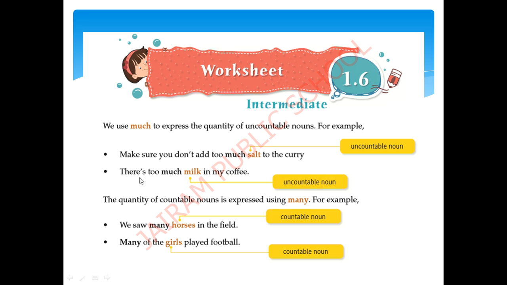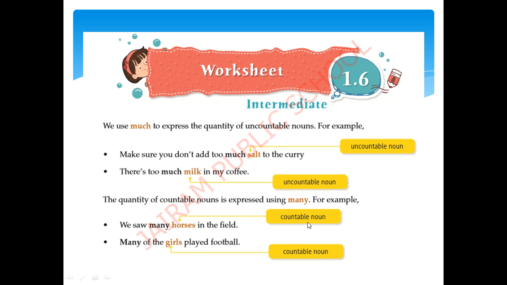The next is, there is too much milk in my coffee. Here also the clue word is much. As we already saw, we use much to express the quantity of uncountable nouns. Only the quantity of uncountable nouns can be expressed with the word much. There is too much milk in my coffee. So here milk is uncountable. How did we find? Because the quantity of an uncountable noun is expressed here. And also we know that this type of noun cannot be counted, so it is an uncountable noun. And for uncountable nouns, much is a clue word to find it.